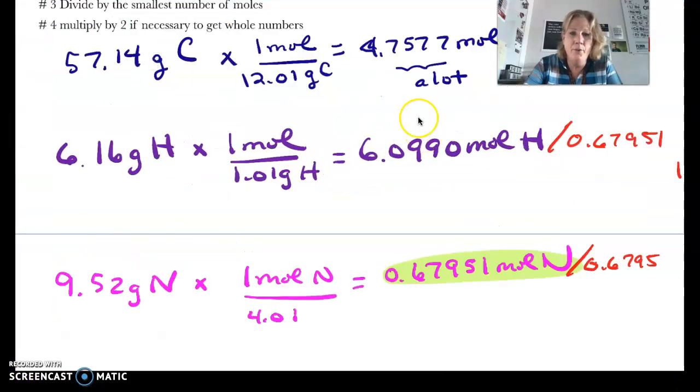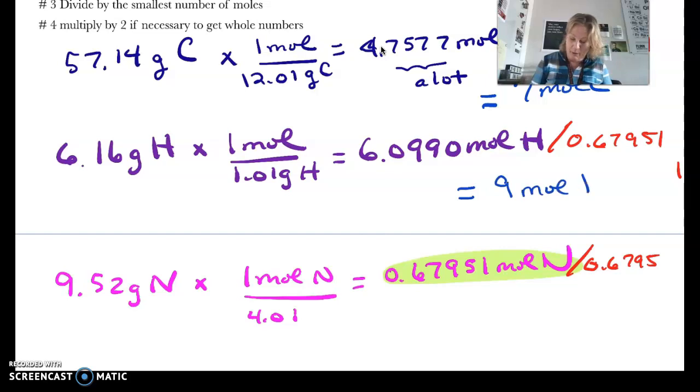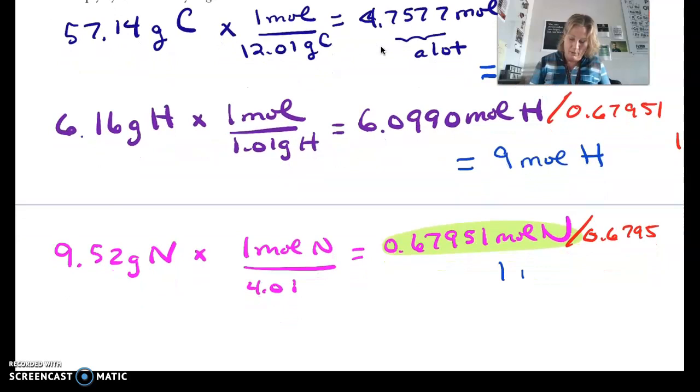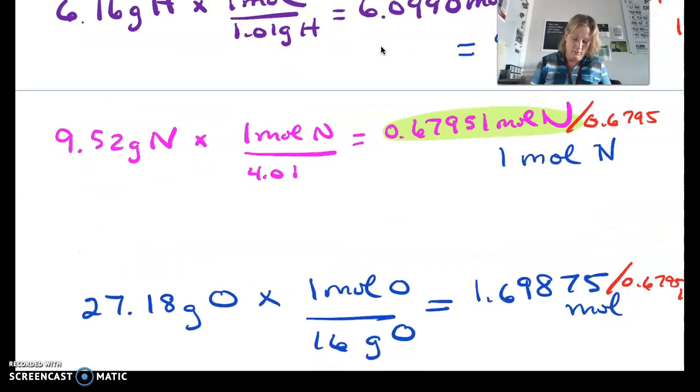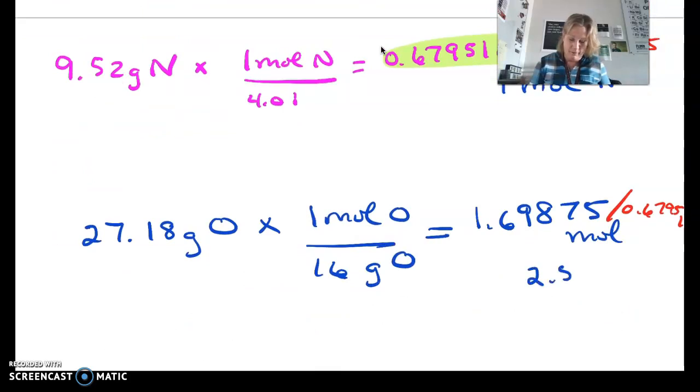I made more room. So when I divide 4.7577 moles of carbon, I end up with 7 moles of carbon. This one ends up being 9 moles of hydrogen, about. If you put these in your calculator, you'll see they're really close. This one is going to be exactly 1 mole of nitrogen. And then the last one is going to be about 2.5 moles of oxygen.